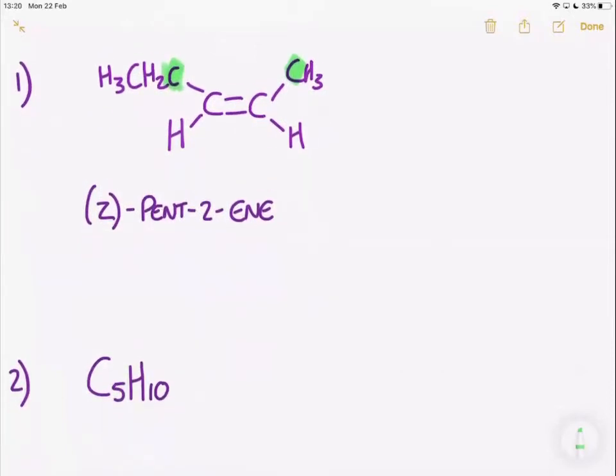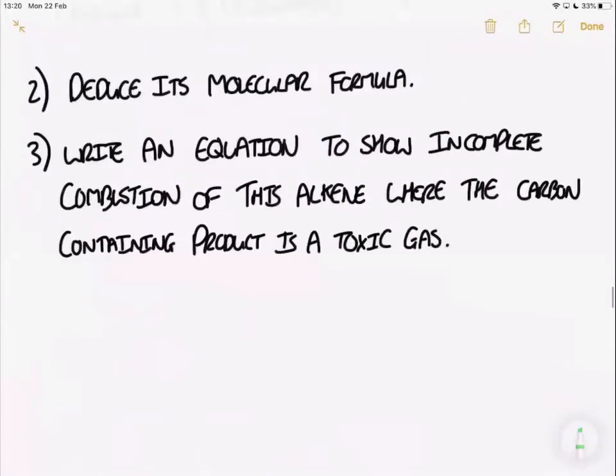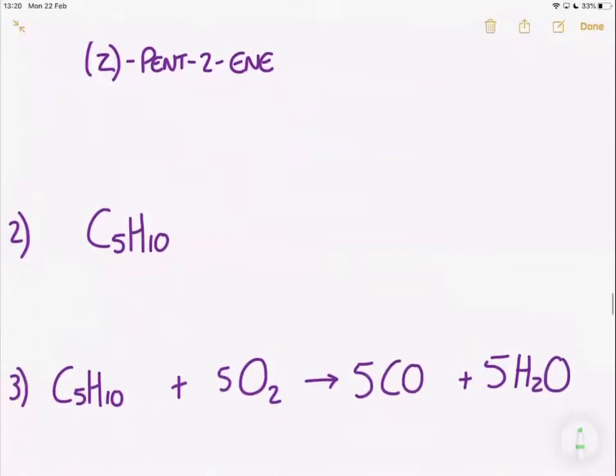The molecular formula for any form of pent-2-ene, whether it's E or Z, is C5H10 because it's a simple alkene with one double bond, so it follows the CnH2n general formula. Then for the combustion equation, it has to very specifically be carbon monoxide that's your carbon-containing product because the question asked for a toxic gas, so it can't just be carbon particulates, and it should look like that.